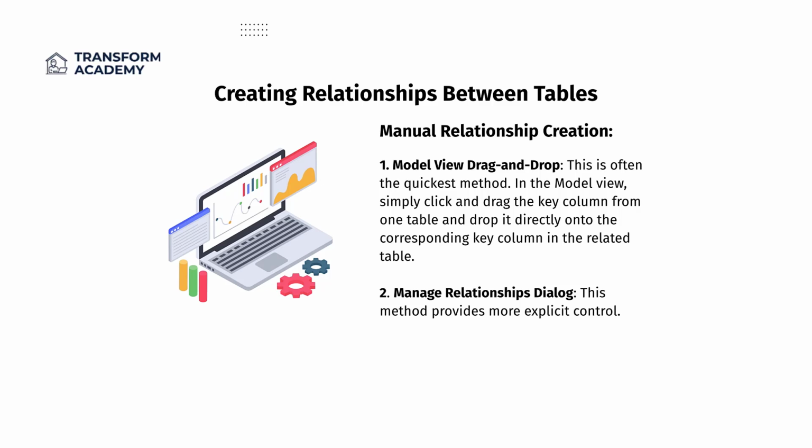Secondly, the Manage Relationships dialog. This method provides more explicit control. Go to the Modeling tab on the ribbon. Click on Manage Relationships. In the dialog box, click New. In the Create Relationship window, select the first table and its key column from the drop-downs. Select the second table and its corresponding key column. Power BI will suggest relationship properties, cardinality and cross-filter direction, which you can review and modify. Click OK to create the relationship.